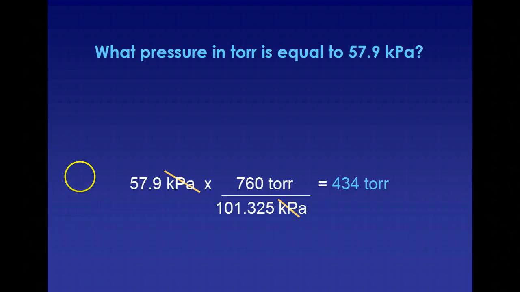And you can kind of take a look at these compared to the pressure conversions I just showed you. The 57.9 falls about halfway between 0 and 101.325 kPa. 760 torr was equal to that 101, and this is about half of that as well. If you need to pause, I would do so now.